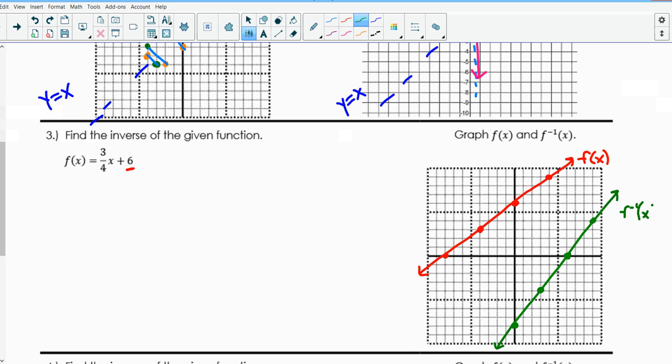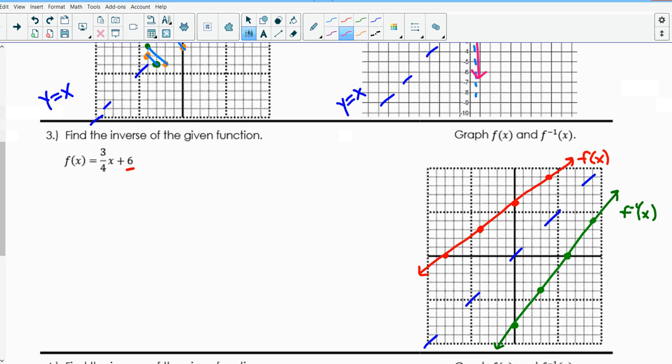So f to the negative 1 of x. Again, we always want to label which one is which, and I know that this is my inverse function because if I draw in this dashed line, I can see that if I draw from here to here, it's perpendicular over that line. So is it here, here, and here. Okay, now we do need to find the inverse of this function as well, and then we'll double check that the graph is actually right, even though we already know it is.